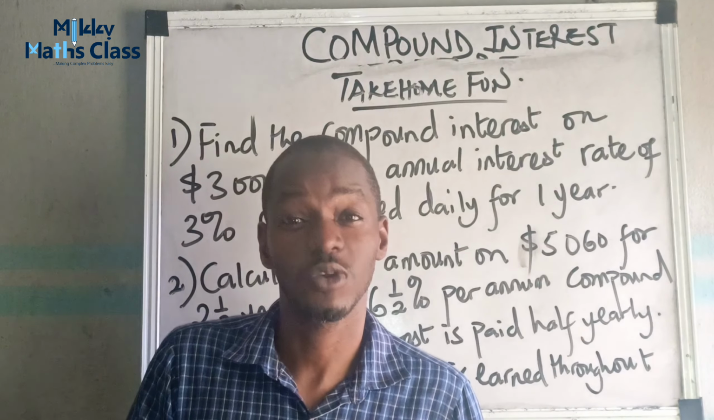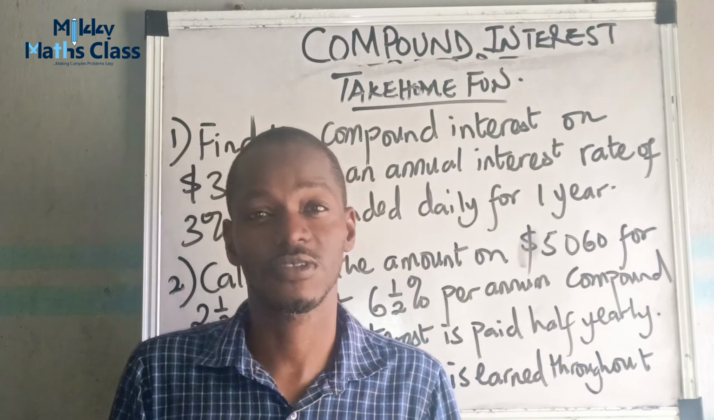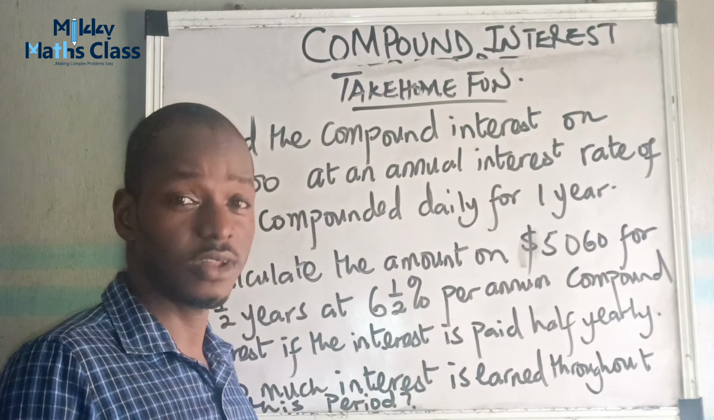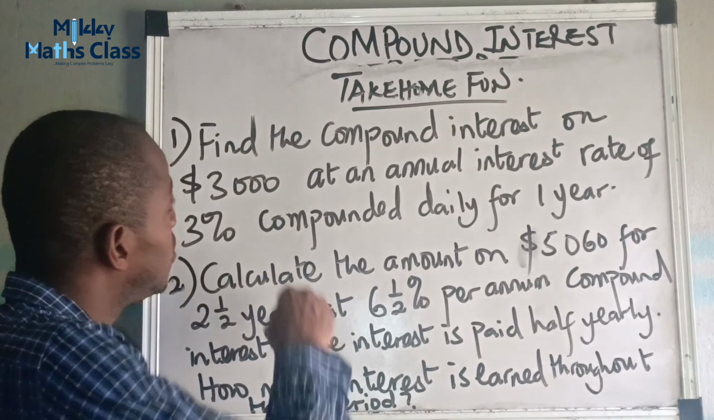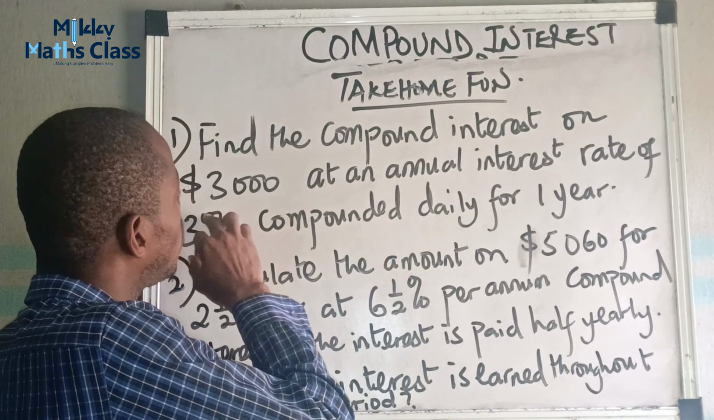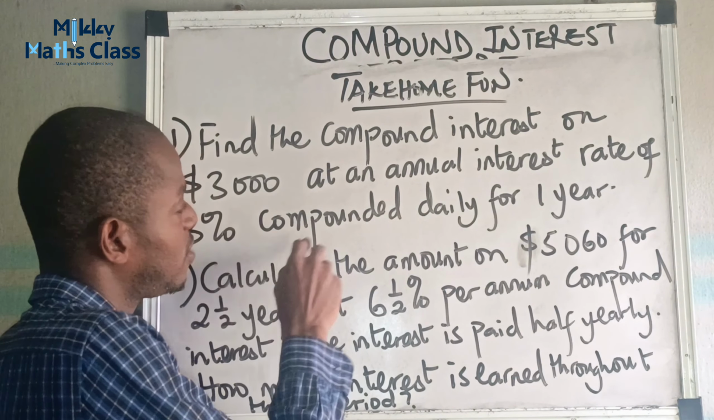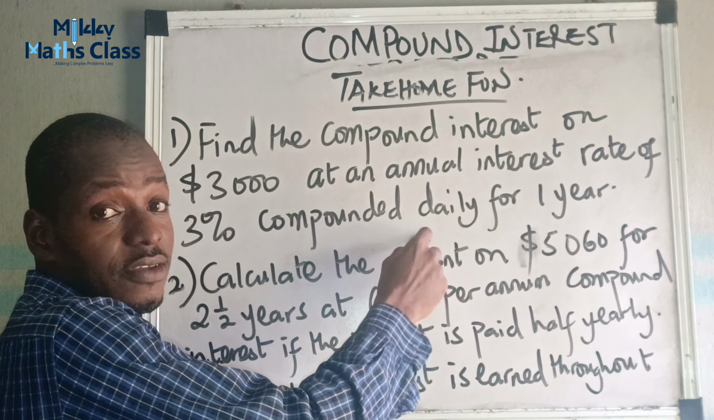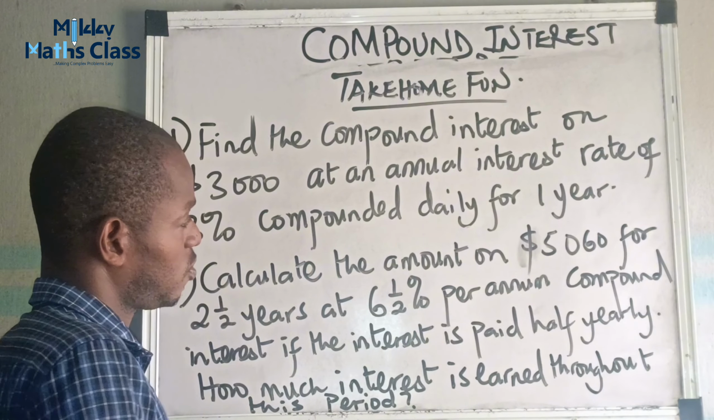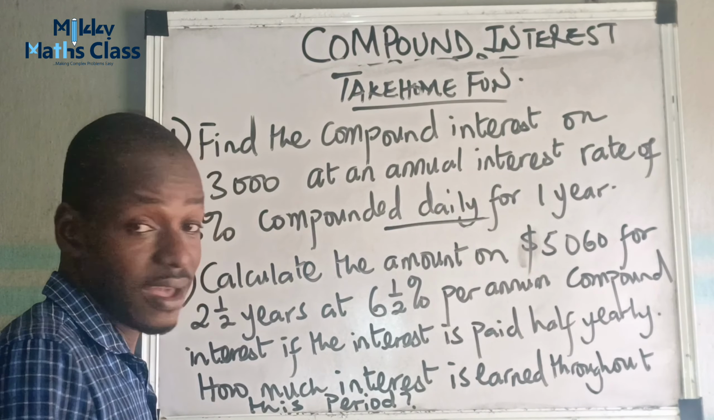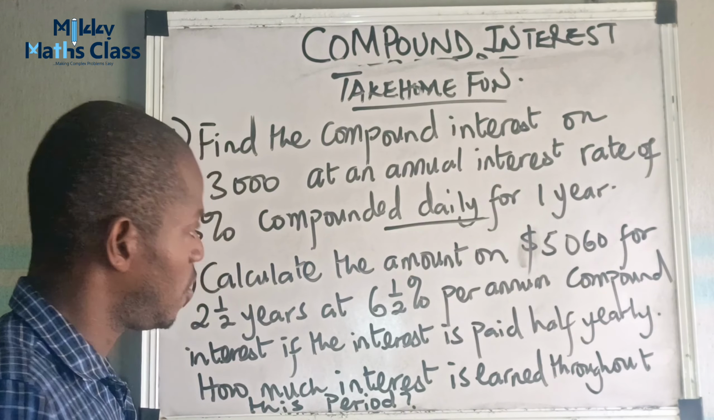All right, I hope you have enjoyed today's class. Just like in our usual style, before we go, here's a list of take-home fun that you can practice at your leisure time. Says find the compound interest on $3,000 at an annual interest rate of 3% compounded daily for 1 year. Take note of this, compounded daily. That means our N will be 365 for 1 year.